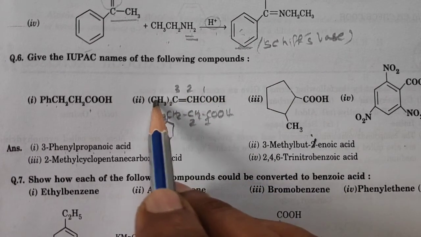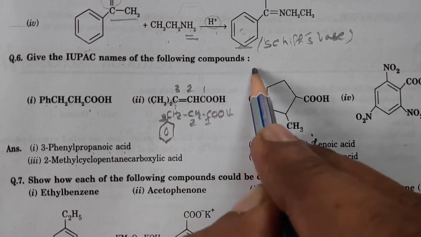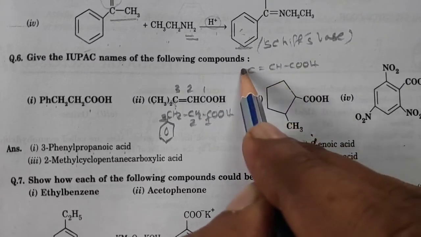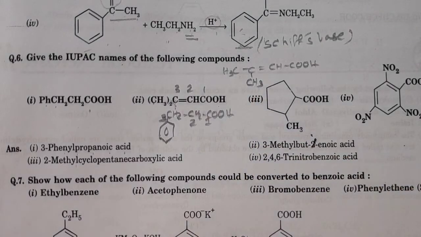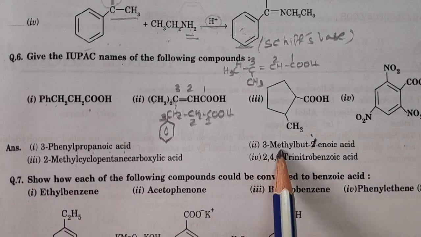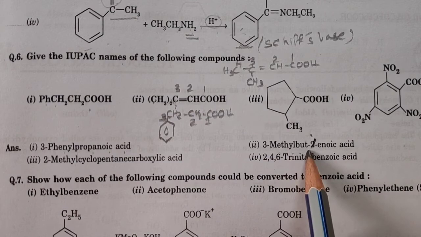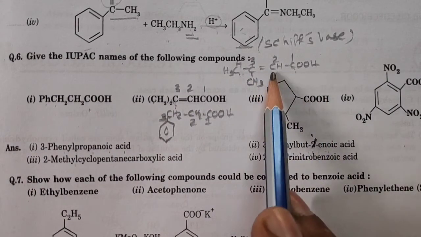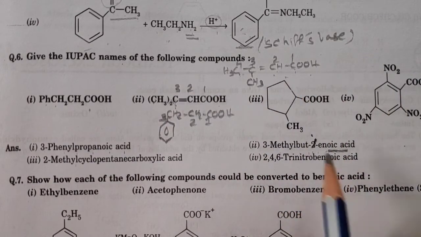This one also 1, 2, 3, and here 2 are there. So one will be in the parent chain and another one will be CH3 substituted here. I'll write it like this: CH3-CH=CH-COOH. Here one CH3 at this position, another CH3 like this. Understood? So 1, 2, 3, 4. What is the name? 3-methyl, then butane, 4-carbon, but-2-ene, and from that E is removed and oic acid, butanoic acid.